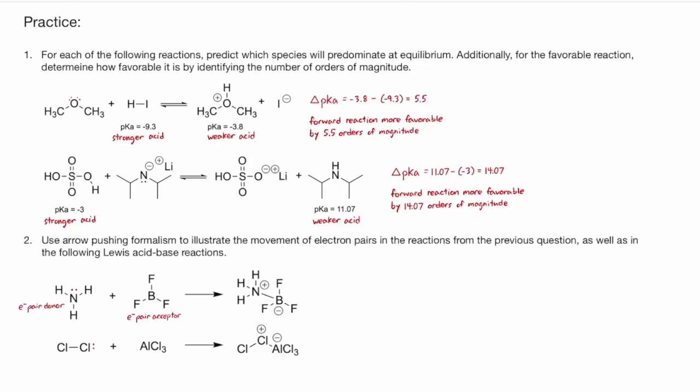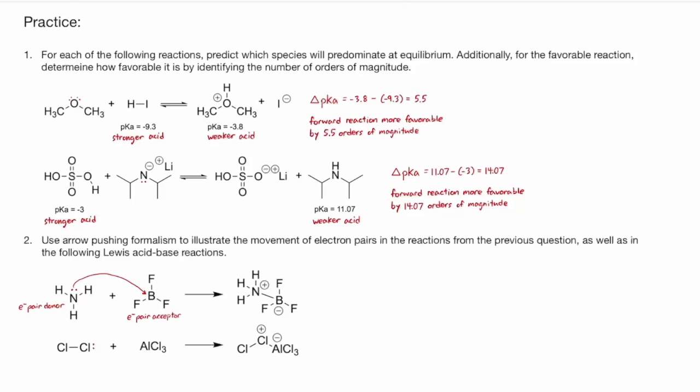The arrow starts from the non-bonding electron pair on the nitrogen in ammonia and is drawn to the boron in boron trifluoride. With these arrows, we've indicated that the non-bonding electron pair on nitrogen is used to form a coordinate covalent bond with boron. This gives the nitrogen a formal charge of +1 and boron a formal charge of -1 in the resulting complex. In the second reaction, chlorine gas Cl2 reacts with aluminum trichloride to form an AlCl bond.